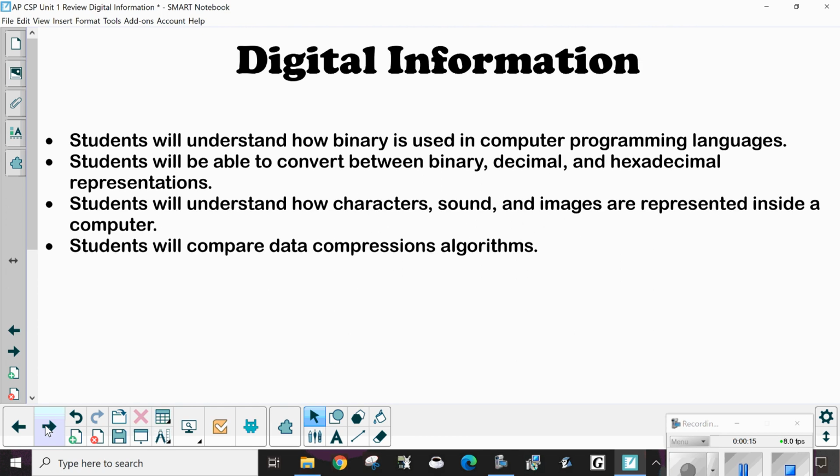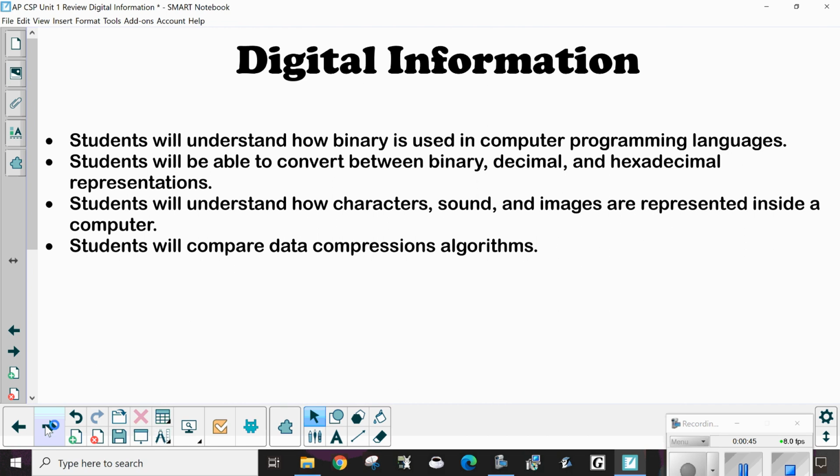In this review, you will understand how binary is used in computer programming languages. You will be able to convert between binary, decimal, and hexadecimal representations. I will do a quick review of hexadecimal, but it won't be on the test, nor will it be on the AP exam. However, I'm just going to throw it out there very briefly so that you can take a look at it, just in case you go into computer science, because you will probably need to know about hexadecimal.